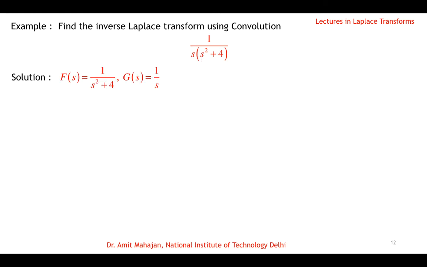Okay, so I just defined, say, F(s) as 1/(s²+4) and G(s) as 1/s. So I have defined these such that their product is this given function, and their individual Laplace inverse is known to me because Laplace inverse of this F(s) is a sine function, and Laplace inverse of 1/s is known to me as 1.